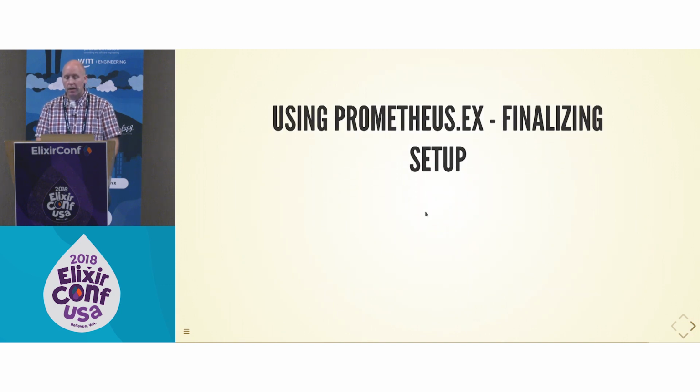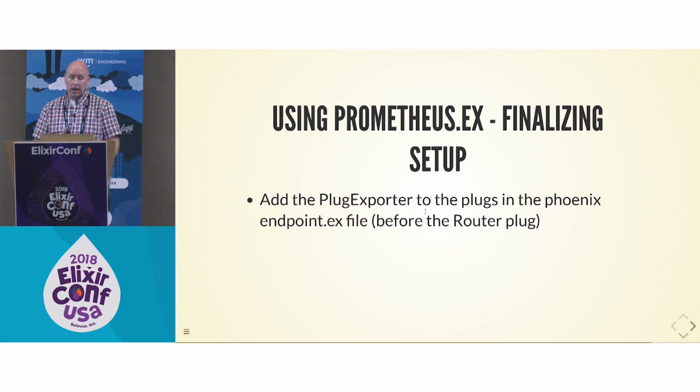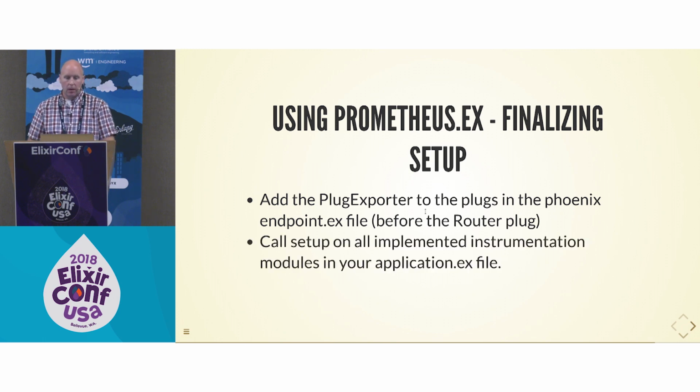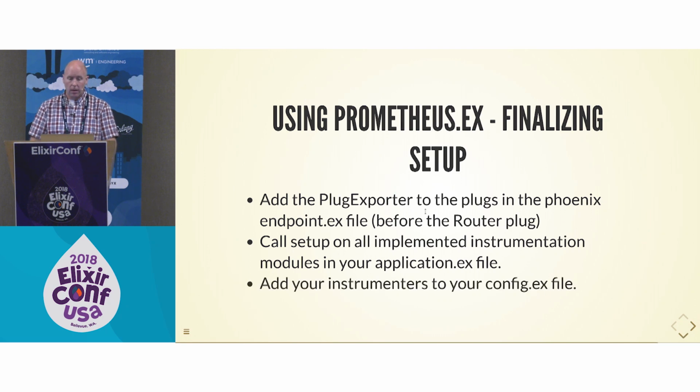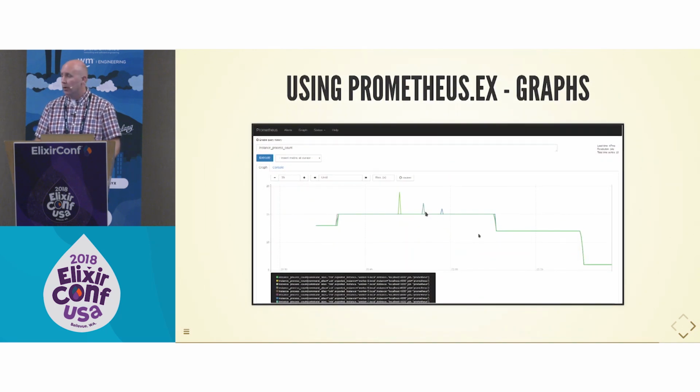So some additional thoughts when finalizing setup for Prometheus is that you have to add the plug exporter to the plugs in the Phoenix endpoint. Okay? And you have to add it before the router plug or the metrics endpoint won't show up. You have to call setup on all your implemented instrumentation in your application.ex start function. And you have to add your instrumenters to your config.ex file so that these started applications that I showed you in your mix.exs file know where to find your instrumenters. And if all goes well, you can point Prometheus at your Phoenix app and you can start collecting those metrics.